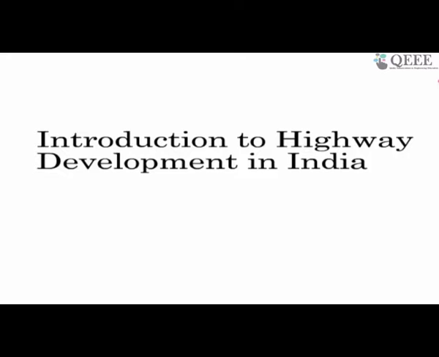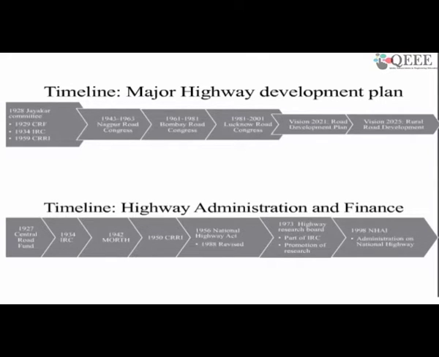So today we are going to start with the introduction of highway development in India. To look into that, we need to look into the timeline of major developments which happened over the period. The first time it tried to organize the overall highway improvement was in 1928 by the Jayakar committee.